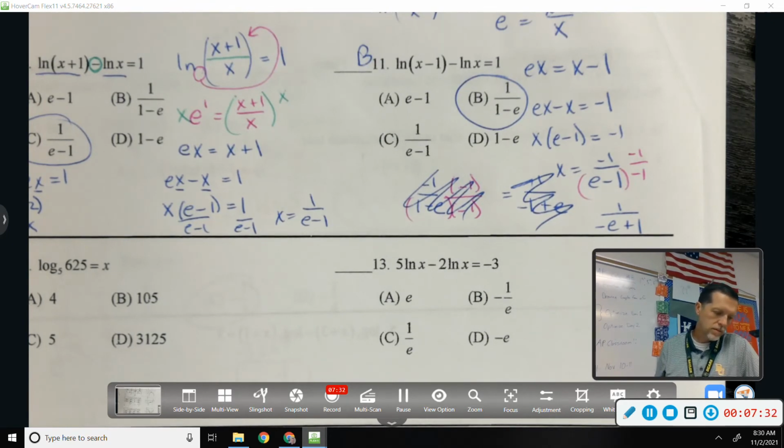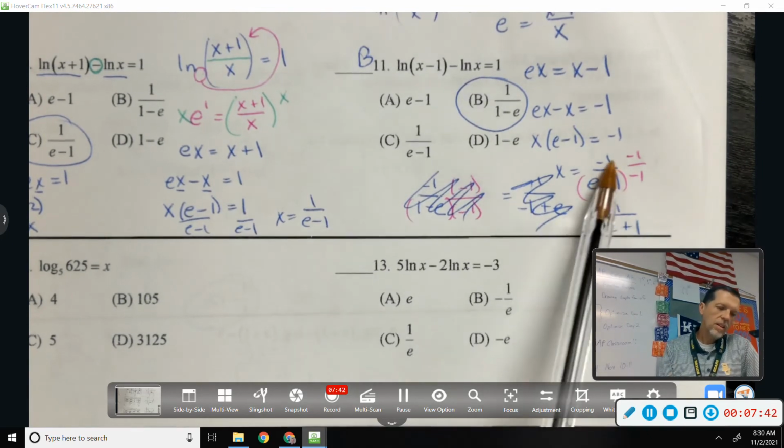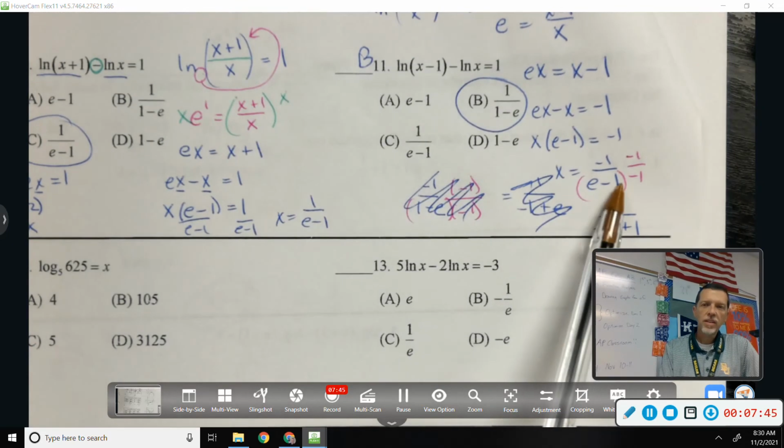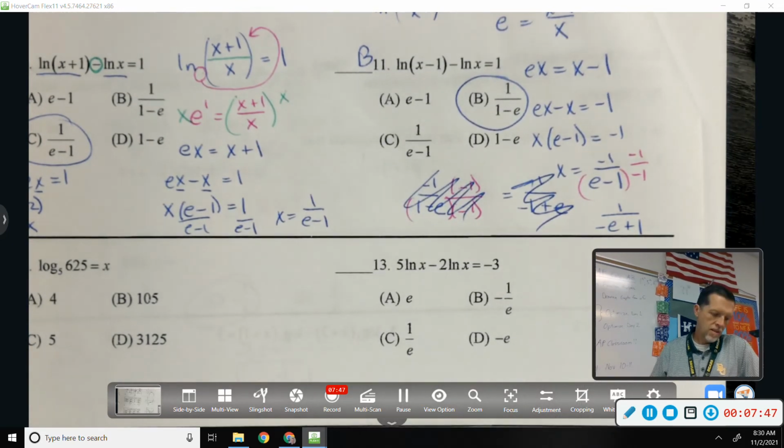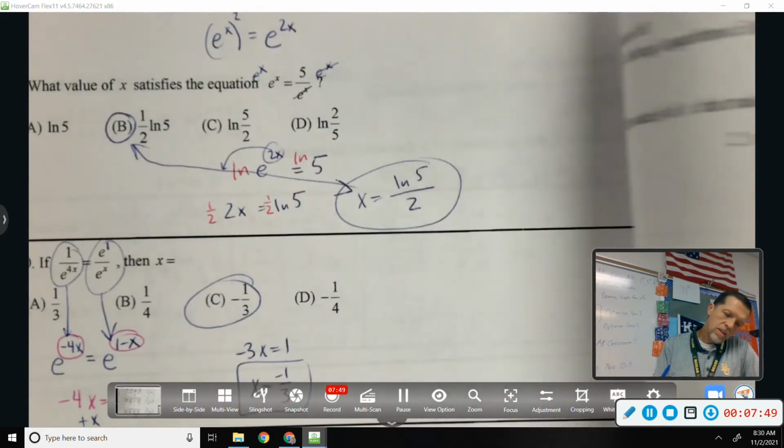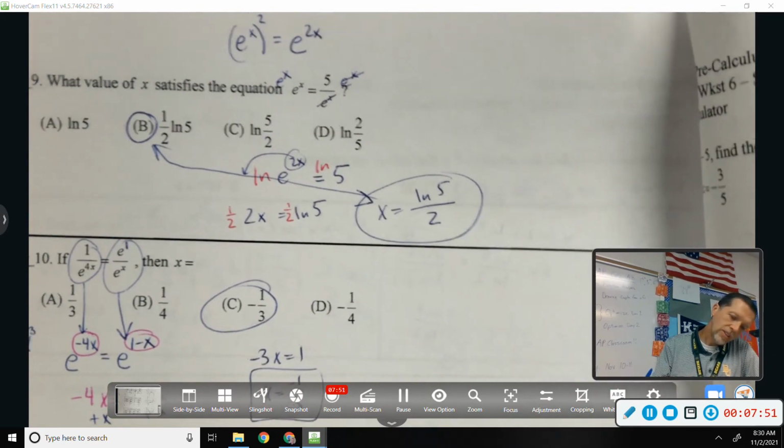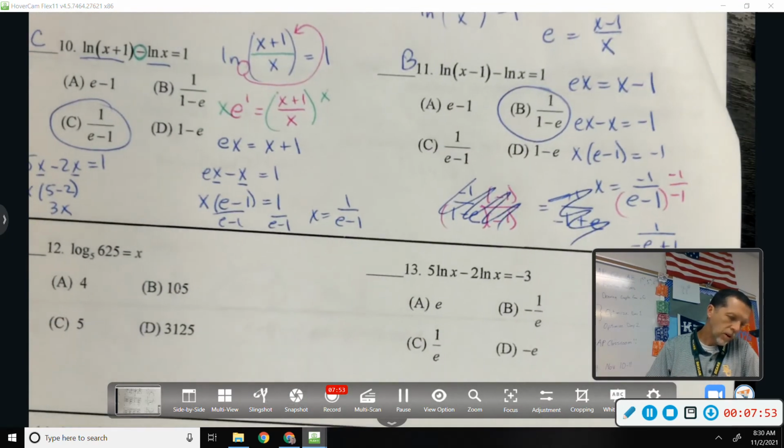Go ahead, Jason. How does that last step work? Getting from that 1 over E minus 1 to the other part. Good. Those were two good ones. Anything else? Number 12.